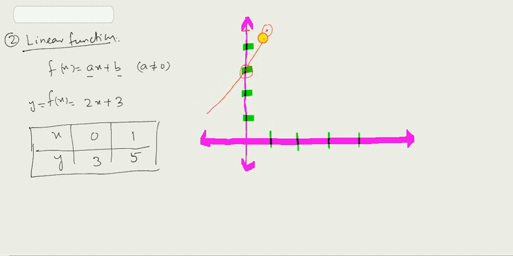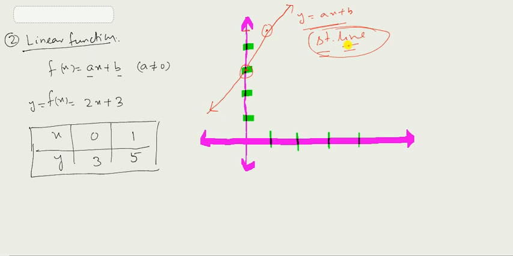Then you join them. So if I join, this is a straight line. The word linear has also come from the word line. So hence it is a straight line, and this is the graph of y equals ax plus b for any a and b, whatever. In this case I have taken a as 2 and b as 3. So the graph of a linear function is a straight line, remember, right?